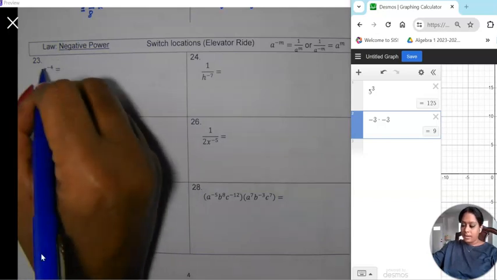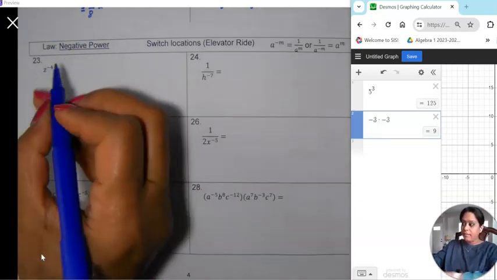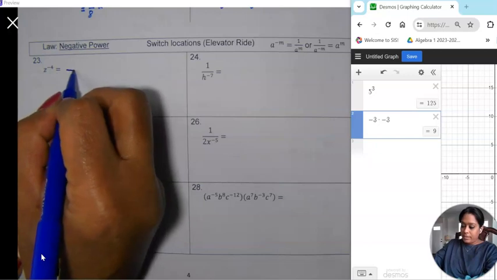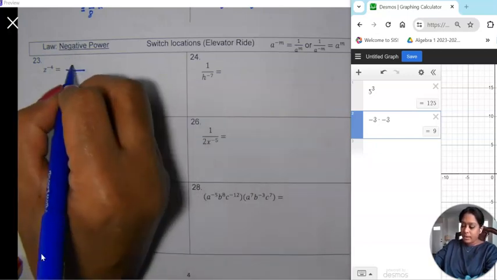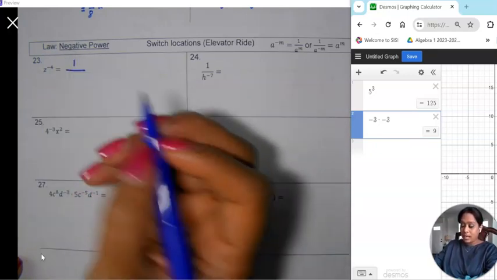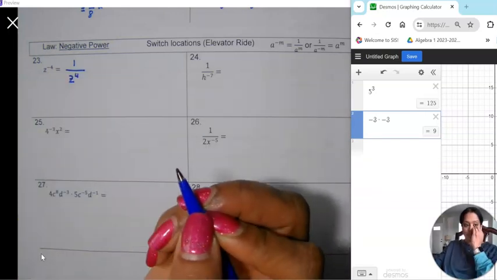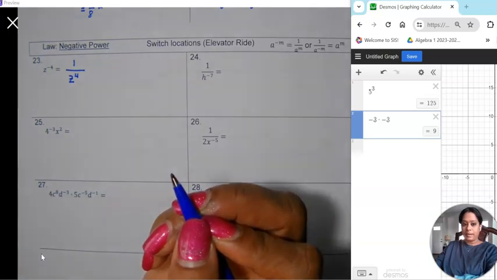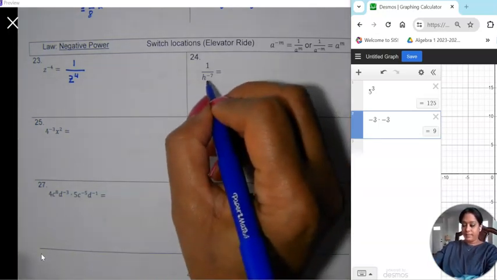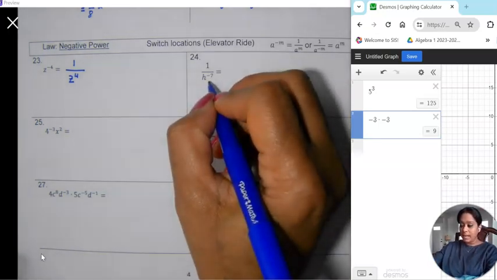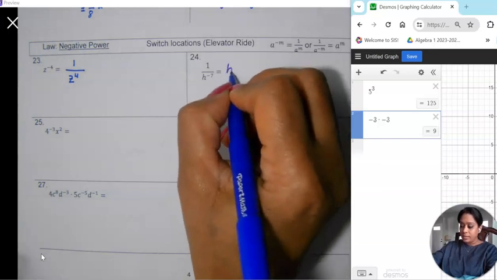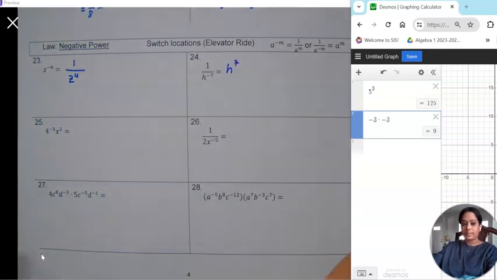So here we have z to the negative 4, and so I'm going to go ahead and draw my fraction bar. The 1 goes at the top, and then the z to the 4th power goes down into the denominator. If the negative is in the denominator, it gets moved to the top, so h to the 7th power.